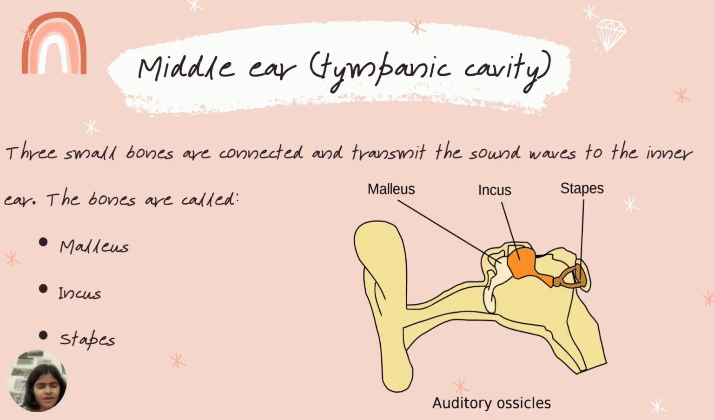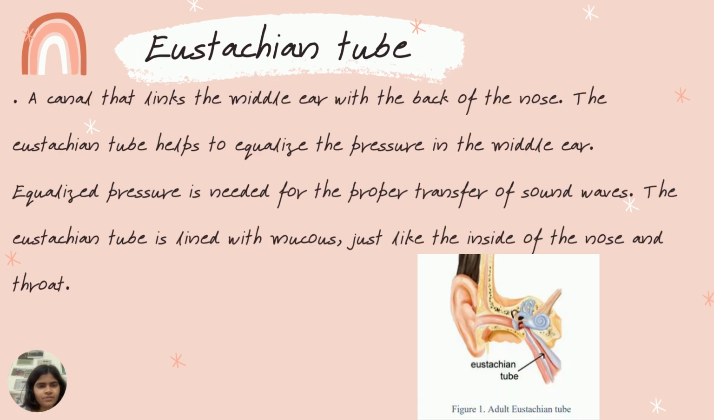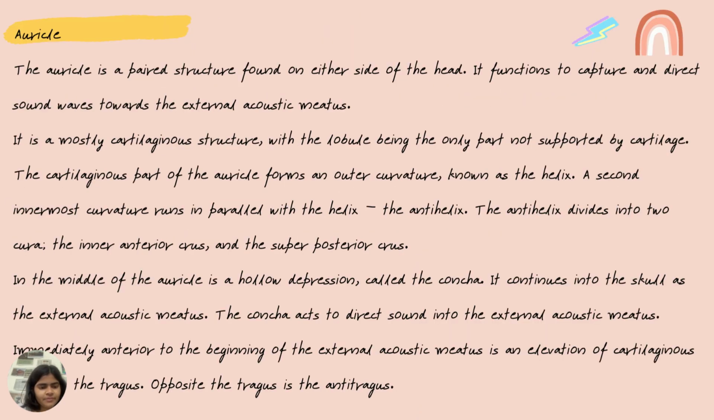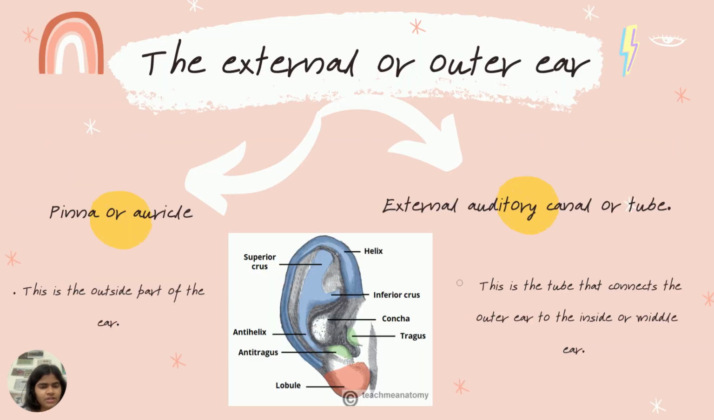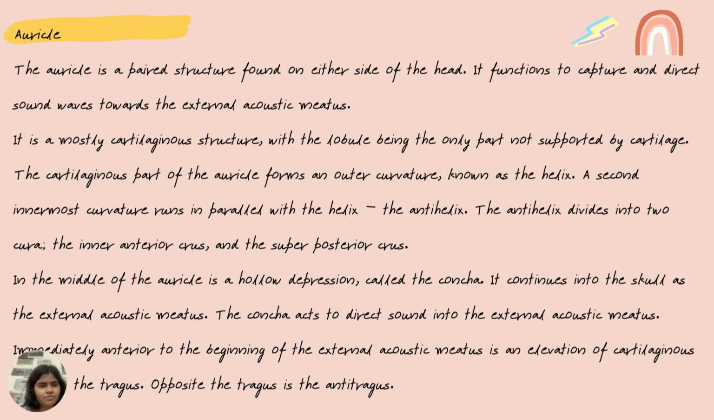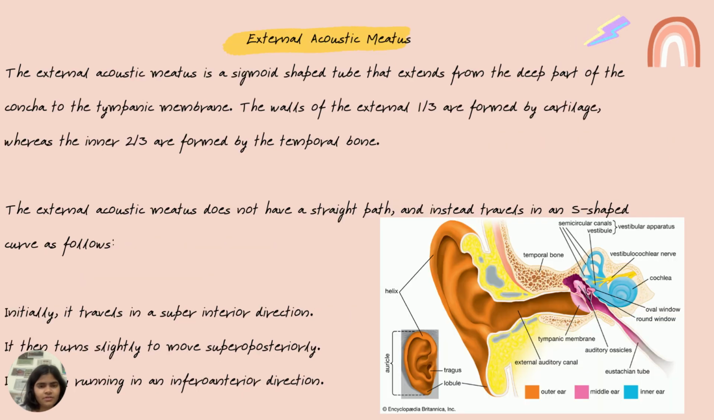For the middle ear we talked about these three parts, and also we talked about the eustachian tube. Then we talked about the external ear, which has two parts, the auricle and the external acoustic meatus. Hence these were the parts and their functions, what they do.